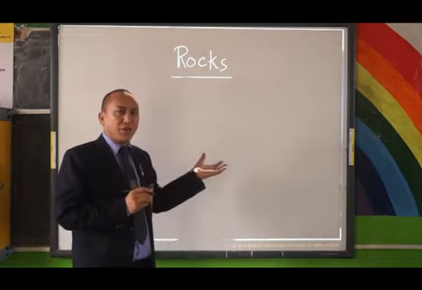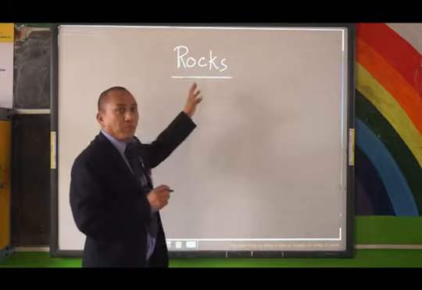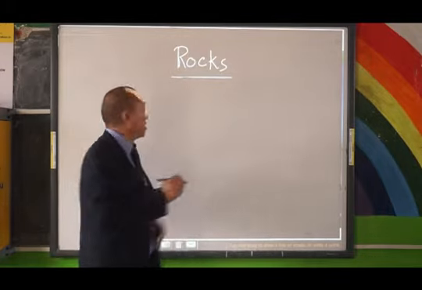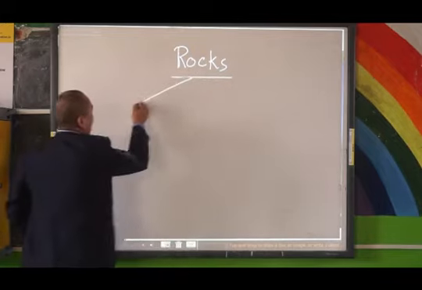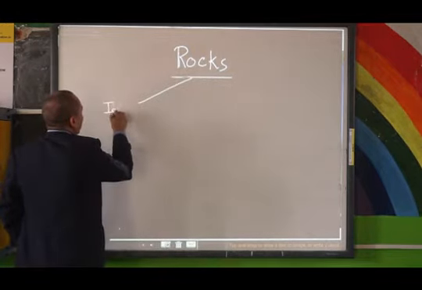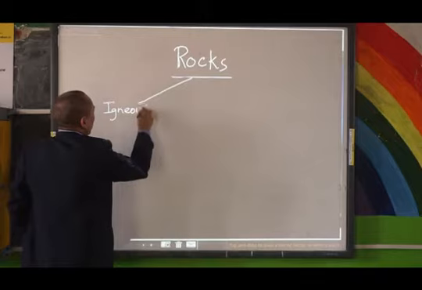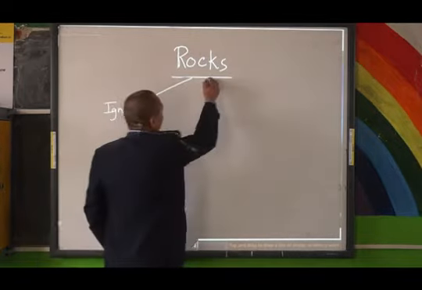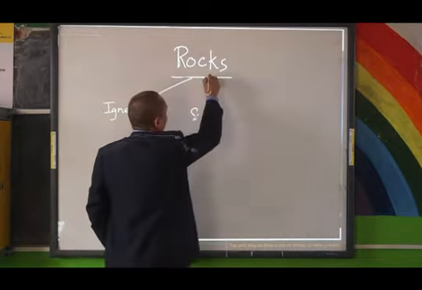Now we move slightly further and we see the rocks. What are the different types of rocks? So the first type of rock which we have is the igneous rocks. Then we have the second one, sedimentary.